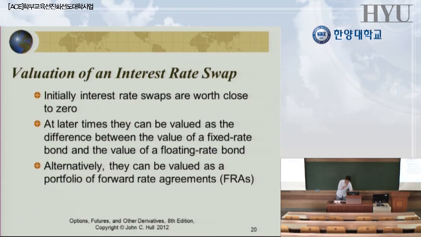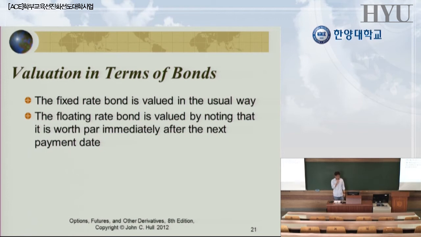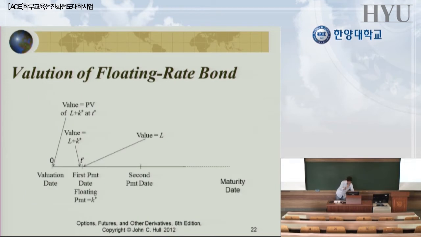To wrap up this slide, there are 2 ways to evaluate an interest rate swap. One is in terms of bonds. The fixed rate bond is valued in the usual way. As I mentioned earlier, the floating rate bond is valued by noting that it is worth par immediately after the next payment date. If you look at this graph, right after the first payment date, the value is par, equal to the principal, and right before the payment date, it's the principal plus the floating rate payment at time t star. Here, L stands for the principal, t star is the time of the next exchange date, and k star is the floating rate payment at time t star.